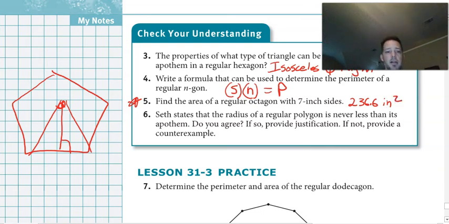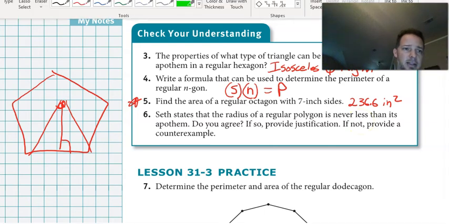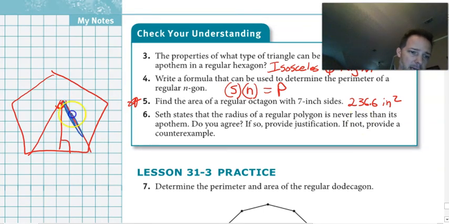All right. Last one, Seth states that the radius of a regular polygon is never less than the apothem. Do you agree or disagree? If so, provide justification. If not, provide a counterexample. So it says the radius is never less than the apothem. Where is the radius? On this one, the radius would be this blue line I've drawn right here to a vertex.